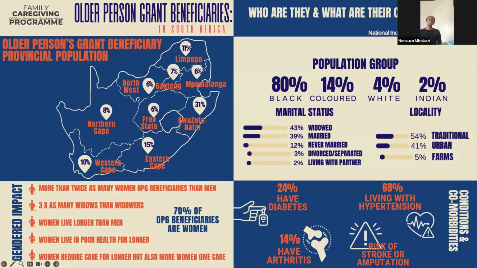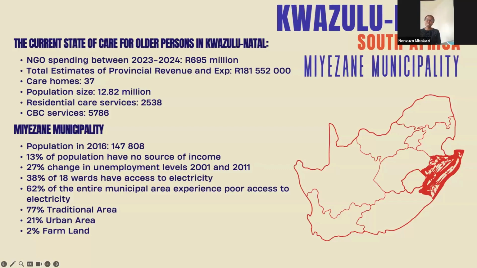And moving on to the next slide, just to be more specific on the municipality that I have been working in, Miyazani municipality, we can see that there's a strong spending on NGOs at 695 million. We see that the estimate of provincial revenue and expenditure is also quite strong. There are 37 homes, but for a population of 12.82 million, we need to ask ourselves whether having 37 care homes in KwaZulu-Natal is sufficient. Is it enough? Although we do see that there's a higher number of residential care services and community-based care services as well. And in Miyazani, 13% of the population have no source of income, and this was reflected with the participants that I worked with.